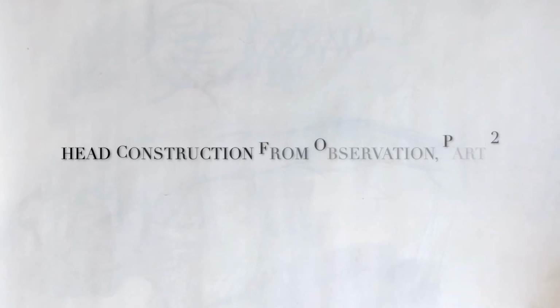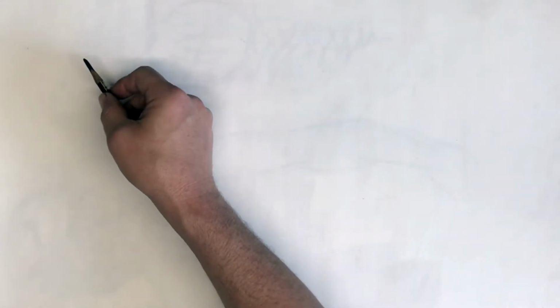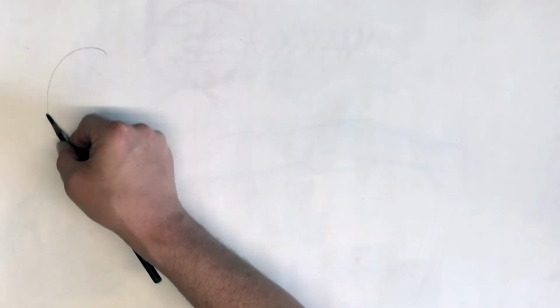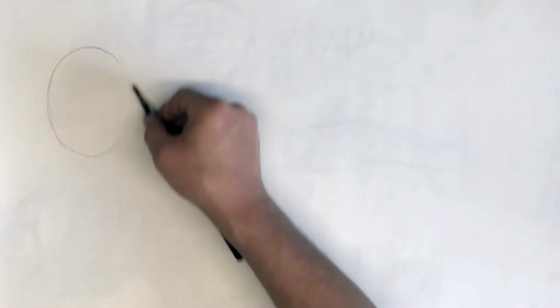In this tutorial, we're going to deal with head construction as it works in practice, this time with heads that are at different angles. So let's start off with a head that's either tilted down or viewed from above. In this case, the head is looking straight at us. It's tilting forward. We're going to draw an oval. It looks like this.